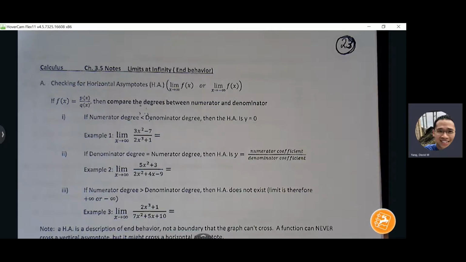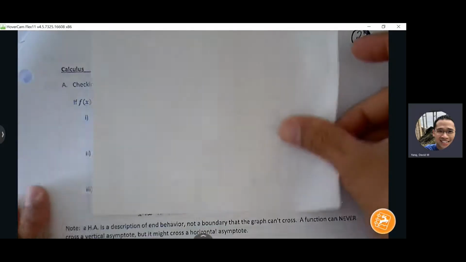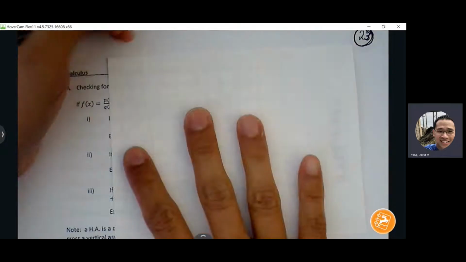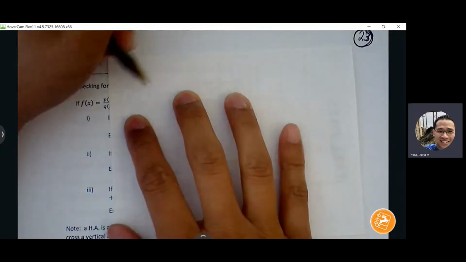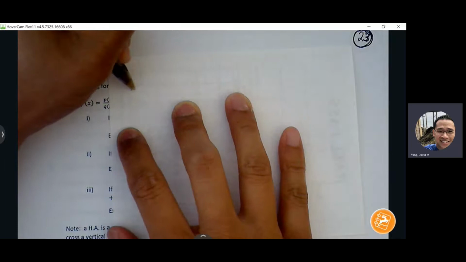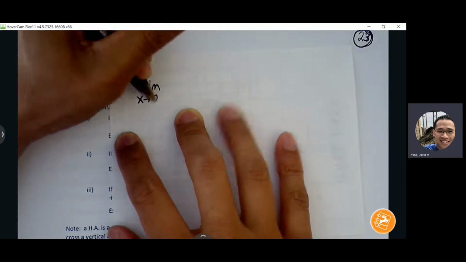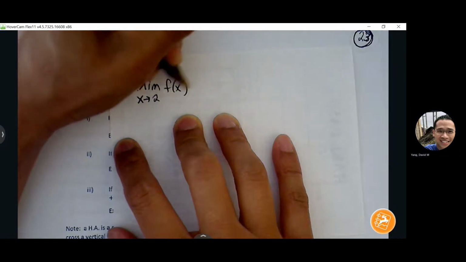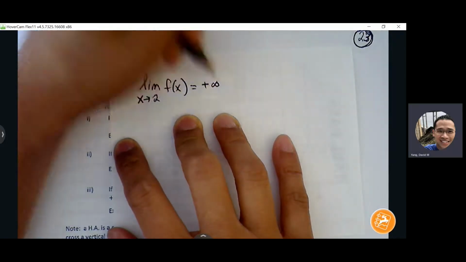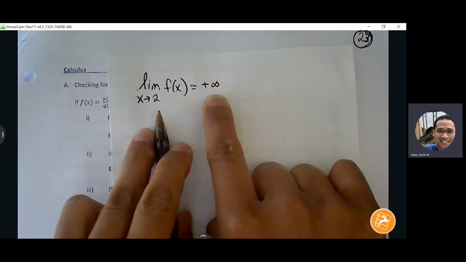Okay, so I want to just kind of draw this out real quick. You can find some space on your paper or not. You can just look at what I'm doing here, so we know what this looks like. Okay, limit as x approaches 2 of f of x equals positive infinity. So this means that there is a vertical asymptote.